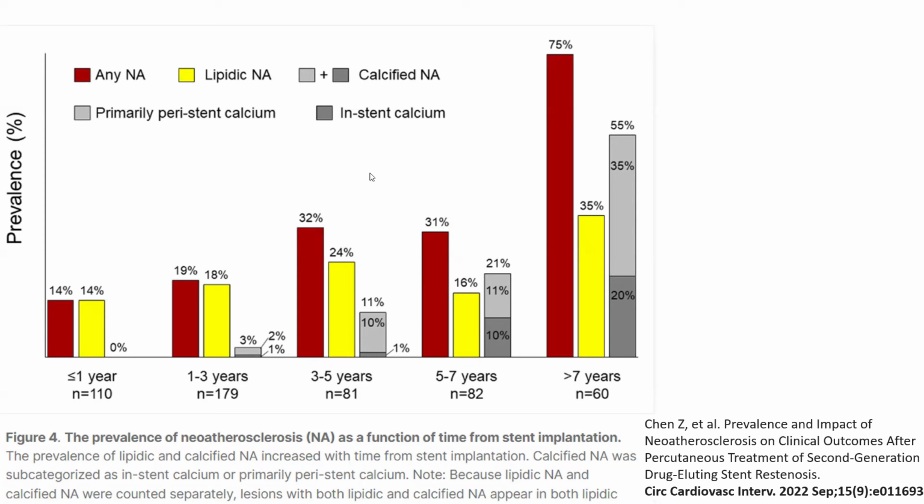You can see that neoatherosclerosis becomes very prevalent after 3 to 5 years, especially after 7 years. Any tissue growth after 7 years is essentially neoatherosclerosis, not neointimal hyperplasia. And you can see the high prevalence of calcification inside it. The gray here, over 7 years, 55% of neoatherosclerosis is calcified.